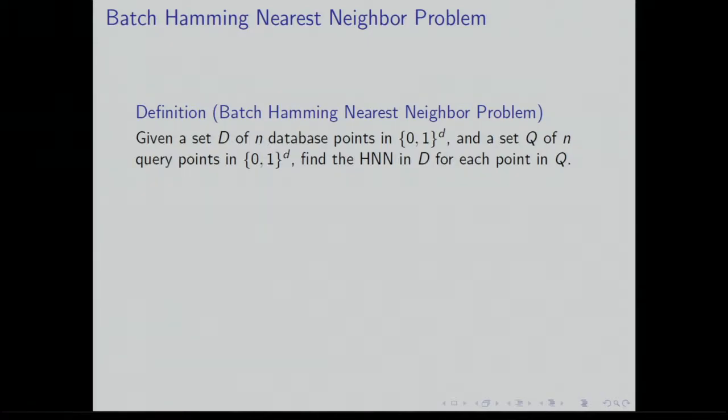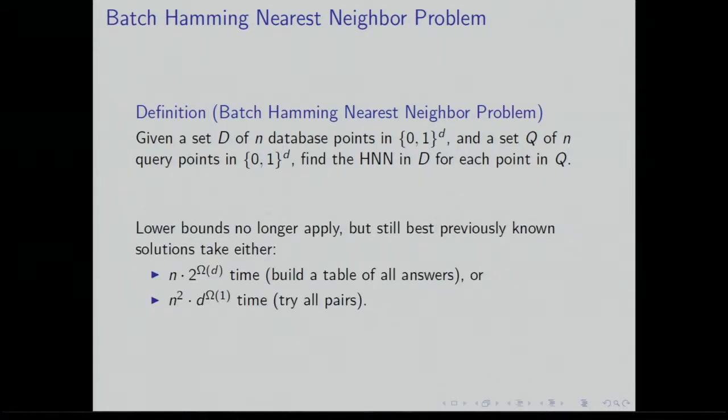And this is a nice problem to consider because the lower bounds I talked about before don't apply anymore in this offline setting. But nonetheless, the previously best known solutions to this were still the trivial ones. You either build a table of all the possible answers for D and then just look up everything in Q, or you compute the Hamming distance of each of the pairs in n squared times d time.